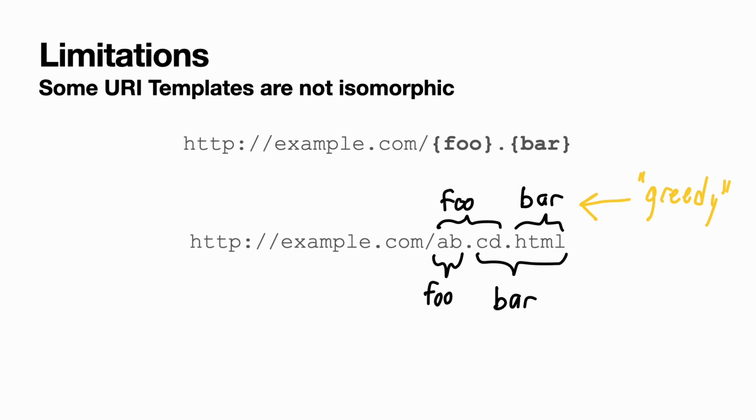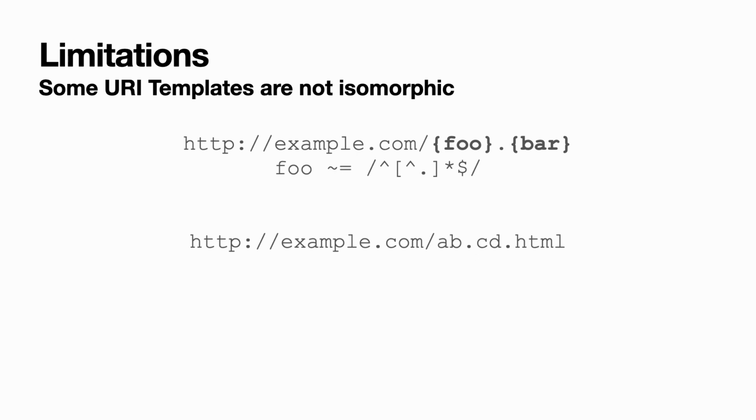The earlier matches try and match as many characters as possible. If we don't like this behavior, there's another option. We can just add a restriction that removes this ambiguity. So we can restrict foo so that it does not contain a dot. And in this case, there is only one possible binding where foo is AB and then bar is cd.html.